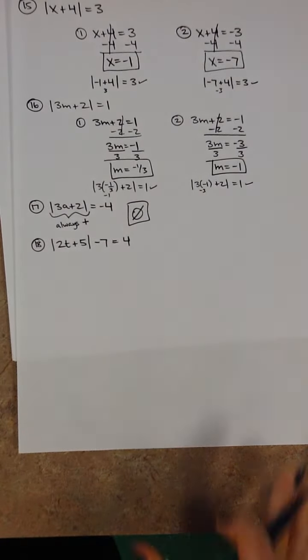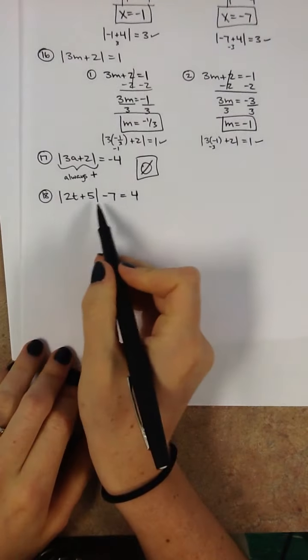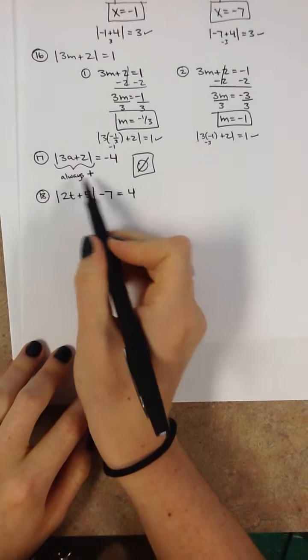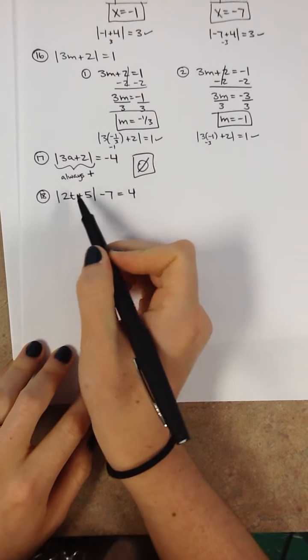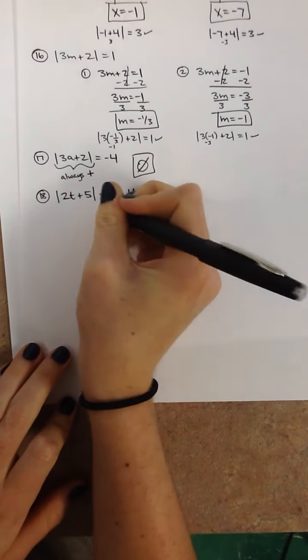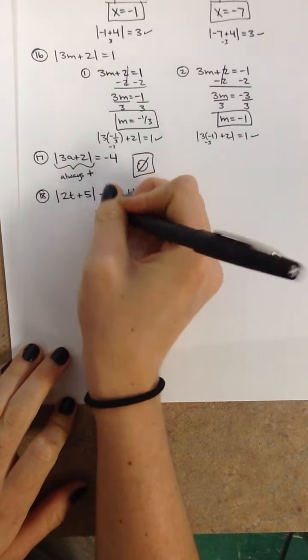Okay, so here's another one of these. This one's slightly different because my absolute value piece is not isolated. I've mentioned this before, I'll say it again. The absolute value expression, this piece right here, has to be alone before I can set up my equations. So you gotta add this 7 first, otherwise your whole problem will be thrown off.